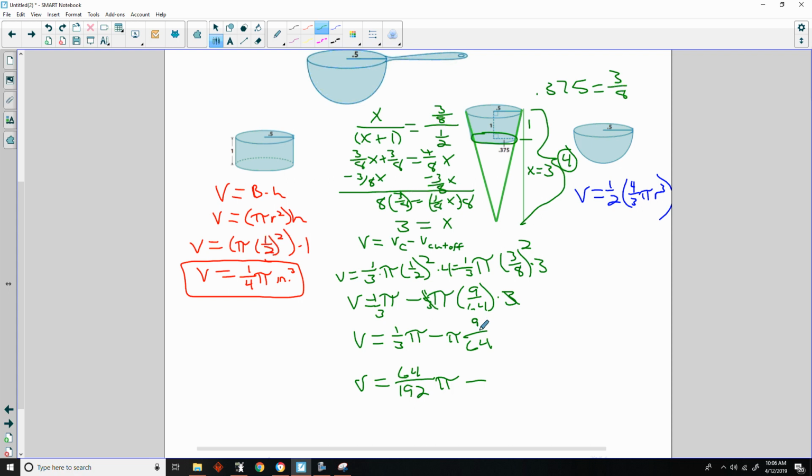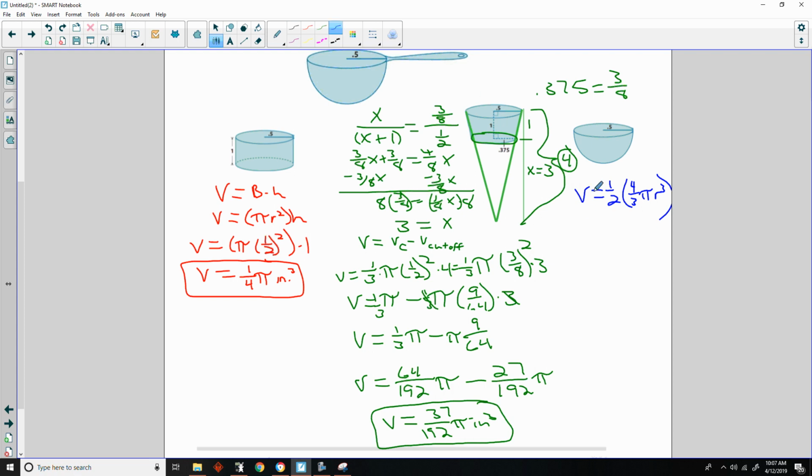Okay, and that's where I was making my mistake, because I was multiplying it by 3 and getting 81, and 64 is less than 81, so we're getting a negative value. So I really want to multiply 9 times 3, which is 27, and 64 times 3, which is 192 pi. Now this is greater than that, and I won't get a negative. Okay, so now I'm happy. 64 minus 27 is 37/192 pi inches cubed. Okay.